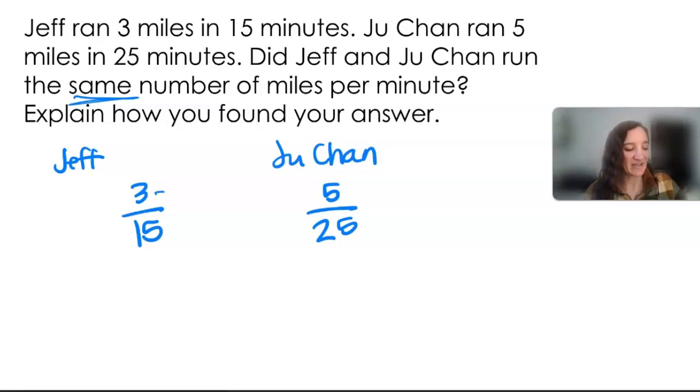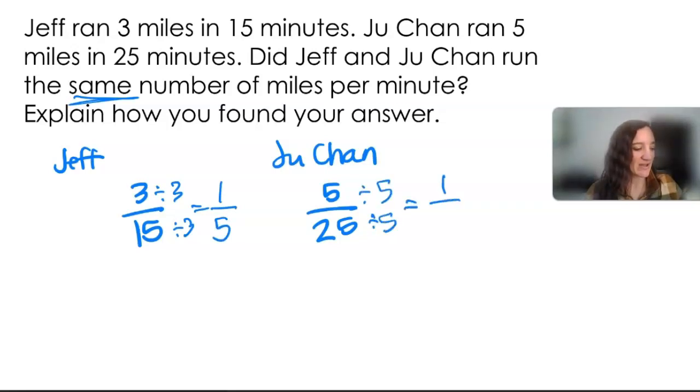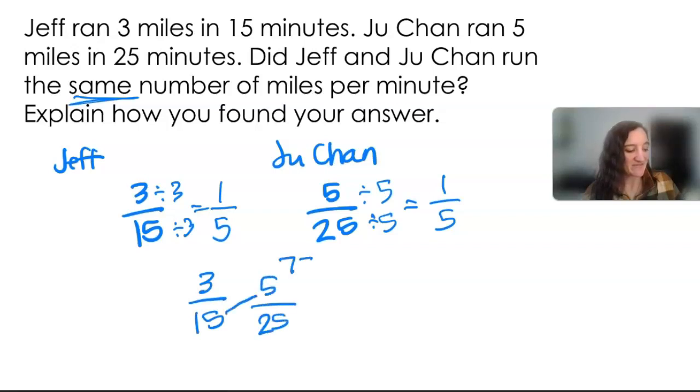So if I simplify Jeff, I will get 1 mile every 5 minutes. If I simplify Jushan, I get 1 mile every 5 minutes as well. Boom! Definitely running the same number of miles per minute. Okay? If you want, you could do the cross multiplying. 15 times 5 is 75. 25 times 3 is 75. Either way you do it, you're going to see that they are both equivalent. So yes, they do run the same number of miles per minute.